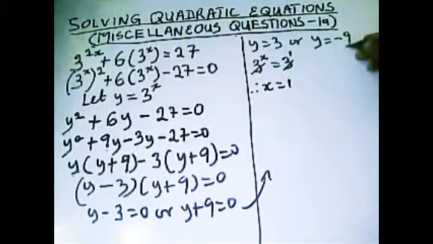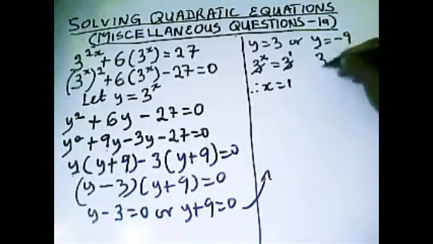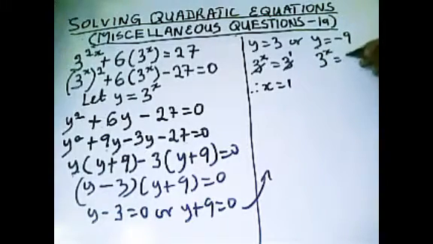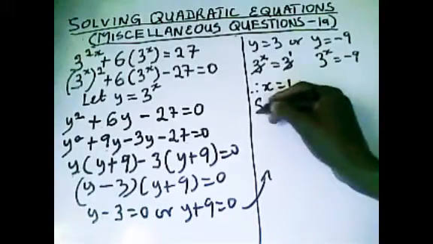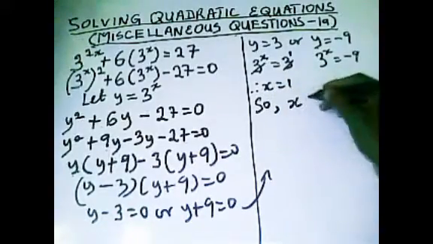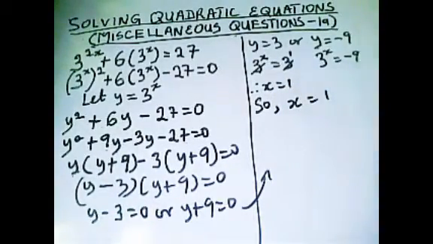Now to this other side here. If you observe what we have here, y equals minus 9. This y is 3 power x, equal to minus 9. We cannot proceed here because of this minus 9. So the only solution for this question is that x equals 1. So x equals 1 is the final solution to this problem on the board.